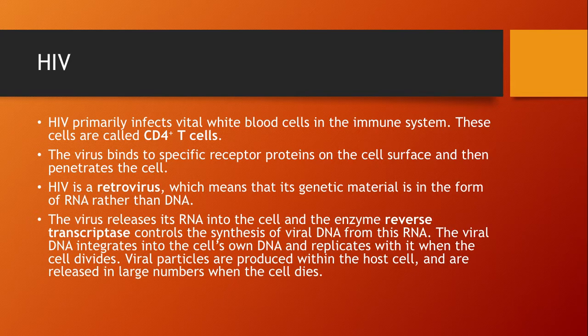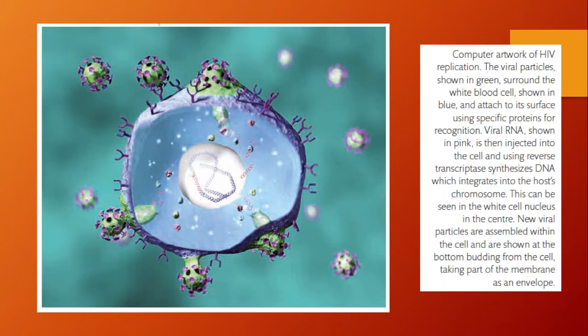What happens is the virus will release its RNA into the cell, and the enzyme reverse transcriptase controls the synthesis of viral DNA from this RNA. The viral DNA integrates into the cell's own DNA and replicates with it when the cell divides. Viral particles are produced within the host cell and are released in large numbers when the cell dies. Okay, so we're going to take a look at how this happens right here.